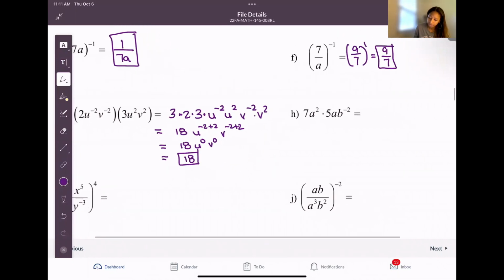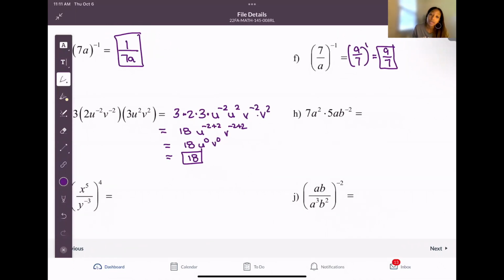Need more space over here for part H. For part H, we'll group together our like terms again. So 7 times 5 times a squared times a times b to the negative second. This would be 35, and then a squared times a is a cubed. And we want our exponents to be positive, so we'll move that b to the negative second power down to the denominator. So divide by b squared.